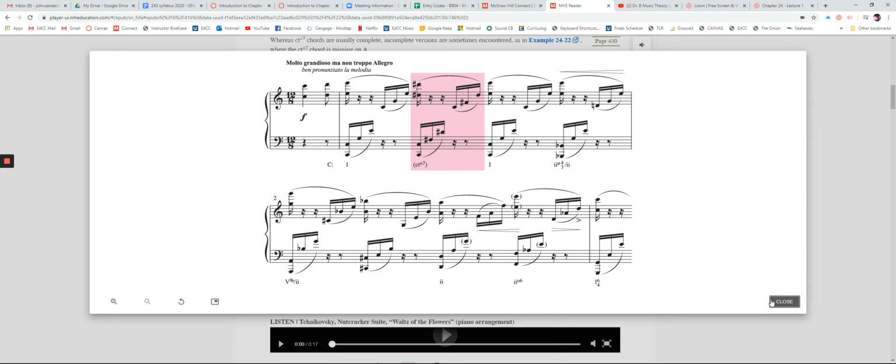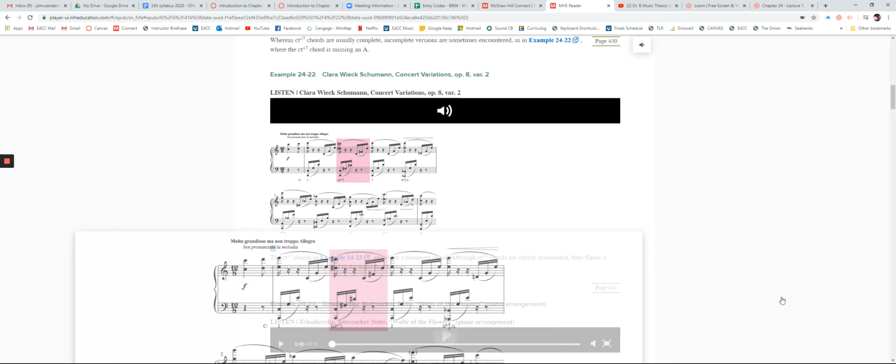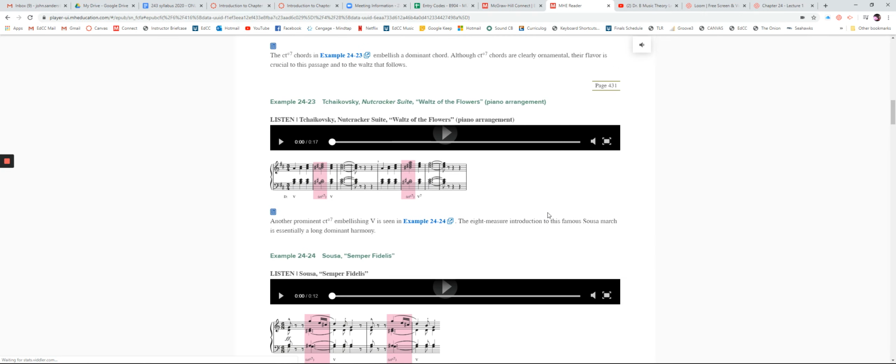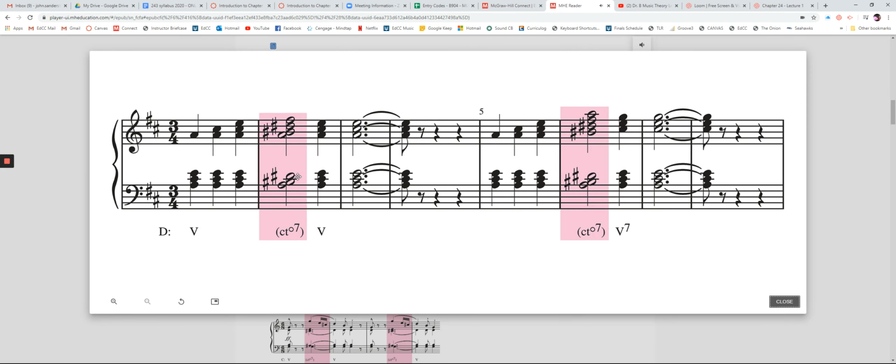So again, the half step to 3, half step to 5 are the most common and important tones in the common tone diminished. Here's another one. Example 24, 23.